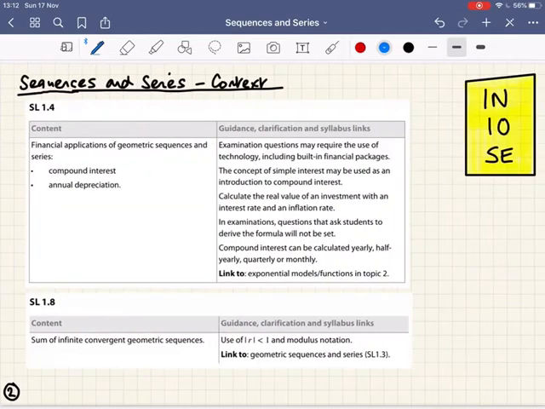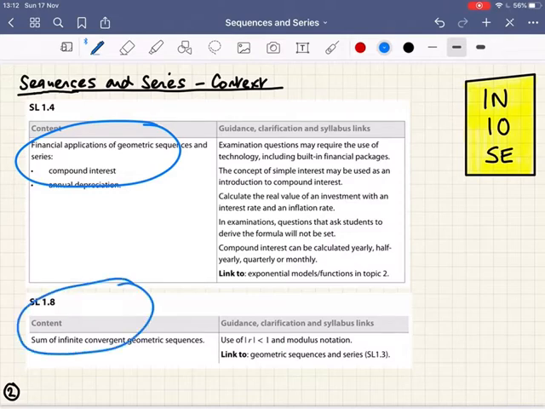It appears in SL 1.4, talking about the financial applications of what we've learned with geometric sequences, and then in SL 1.8, where we're looking at infinite geometric sequences. So it's a big topic, well worth mastering, and it's equally valid for both standard level and higher level students. So pretty well everything you see in this set of videos on sequences and series will apply to both sets of students.